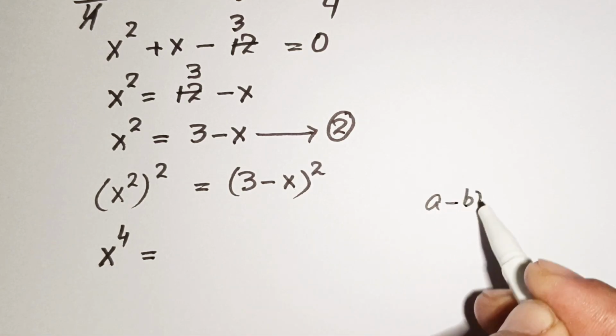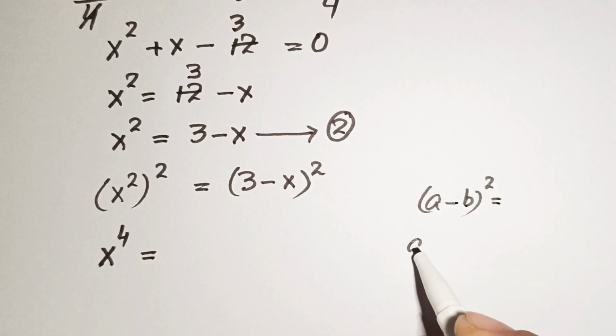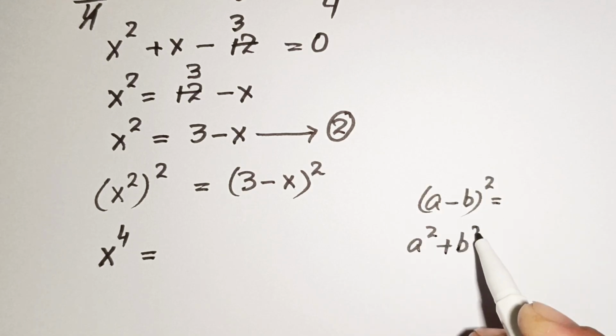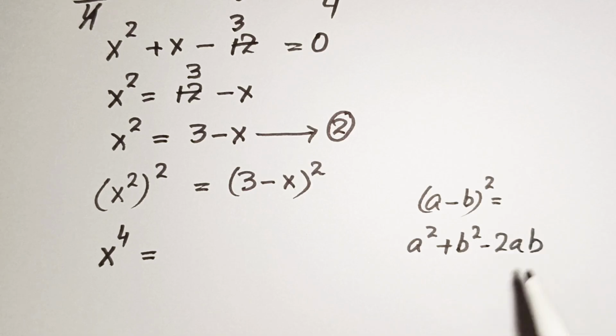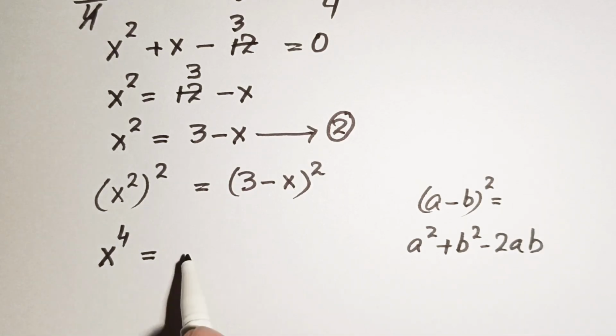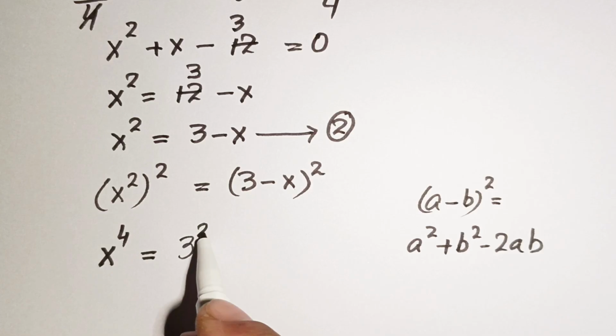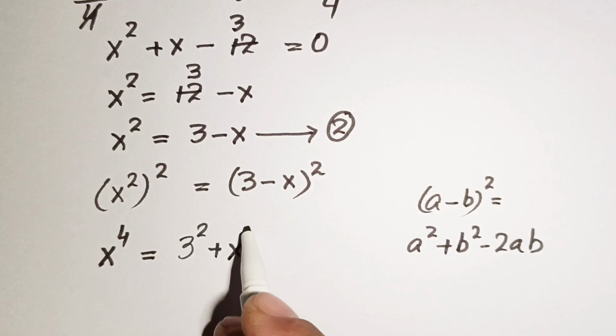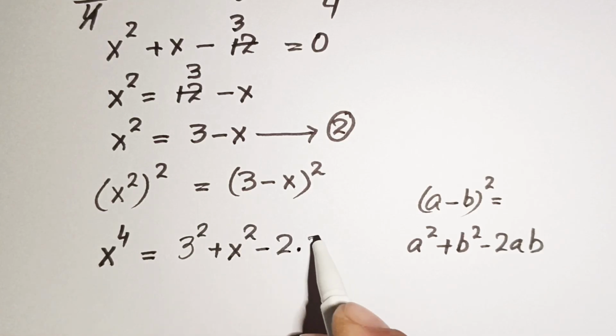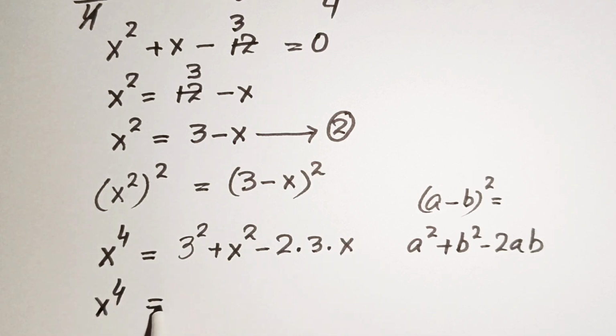So (a minus b) whole squared is equal to a squared plus b squared minus 2 times a times b. Now here it is 3 squared plus x squared minus 2 times 3 times x. So x to the power 4 is equal to 9 plus x squared minus 6x.